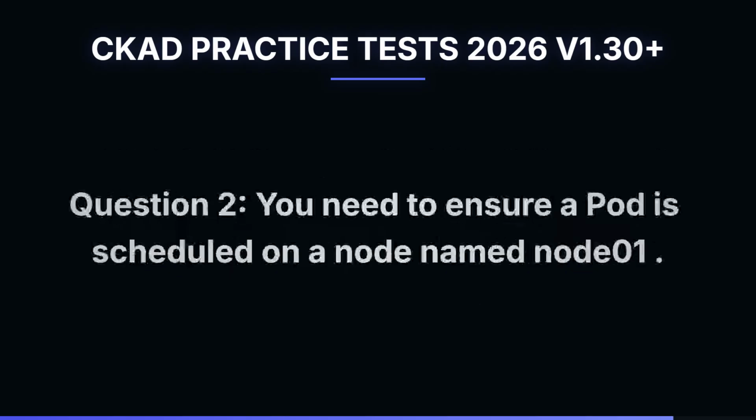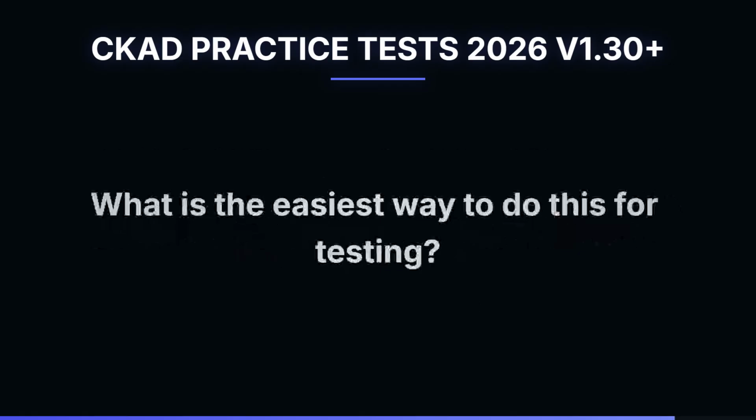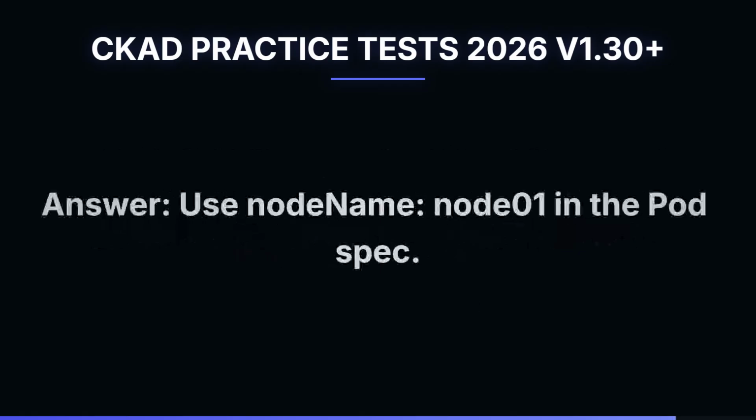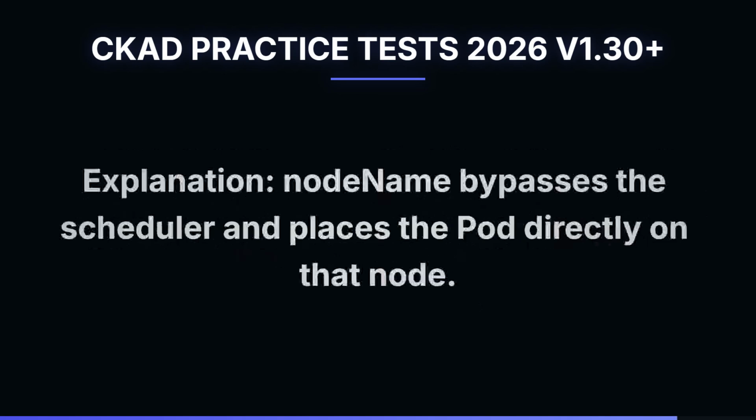Question 2. You need to ensure a pod is scheduled on a node named node 01. What is the easiest way to do this for testing? Answer: use node name, node 01 in the pod spec. Explanation: node name bypasses the scheduler and places the pod directly on that node.